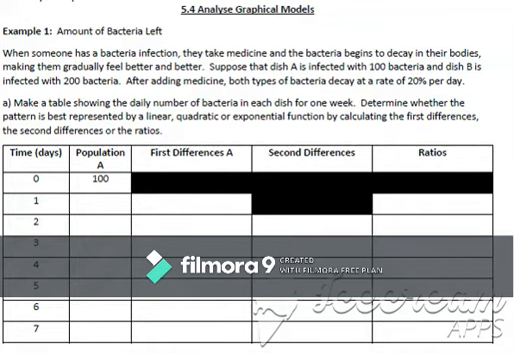5.4, analyze graphical models. So example 1, amount of bacteria left. When someone has a bacteria infection, what they do is they take medicine and the bacteria begins to decay in their bodies, making them gradually feel better and better. Suppose that dish A is infected with 100 bacteria and dish B is infected with 200 bacteria. Okay, so two different situations here.